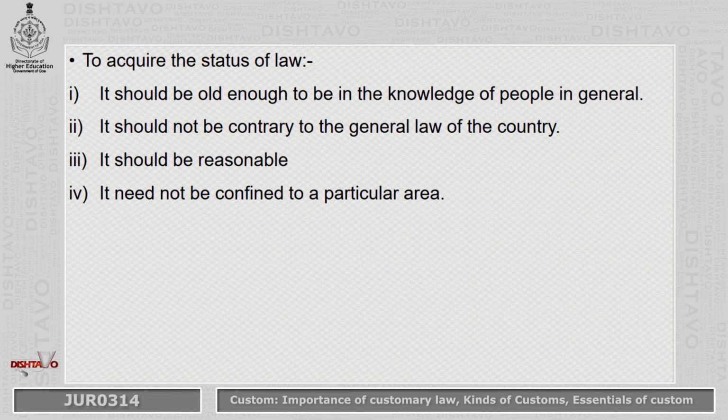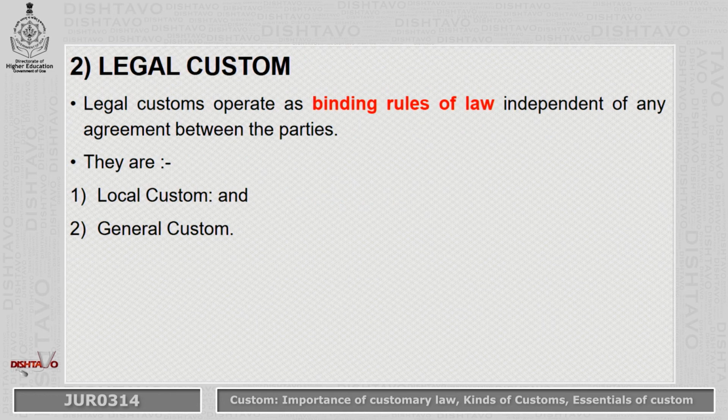To acquire the status of law, the following four points need to be satisfied. Firstly, it should be old enough to be in the knowledge of people in general. Secondly, it should not be contrary to the general law of the country. Third point that we should note here is that it should be reasonable. And lastly and importantly, it need not be confined to a particular area.